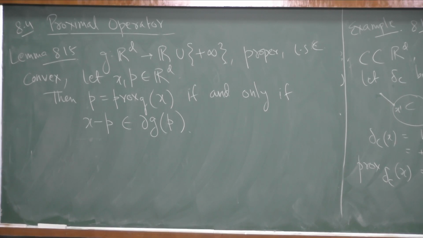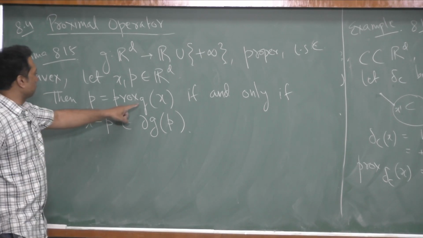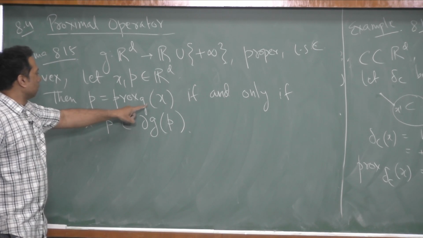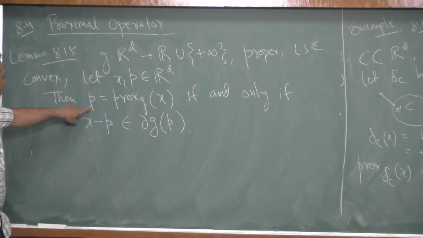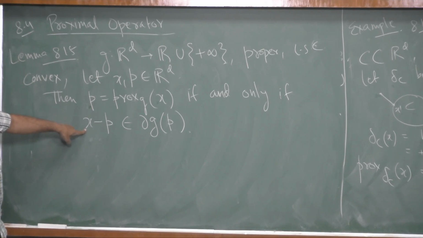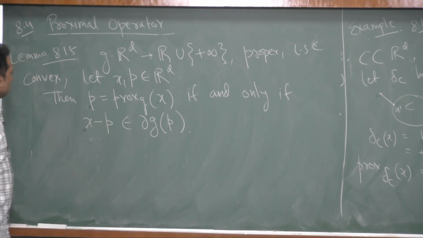So g is a proper LSC convex function, and we are taking some x and p in R^d. Then if p is the proximal computed at x, then x minus p happens to be in the subgradient. Okay, so this may not be very straightforward for you to see now. So x minus p has to be in the subdifferential of g at p. So we will try to prove this claim.